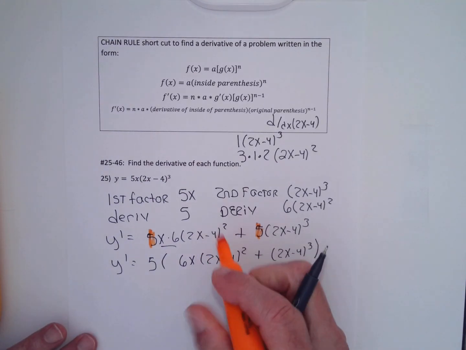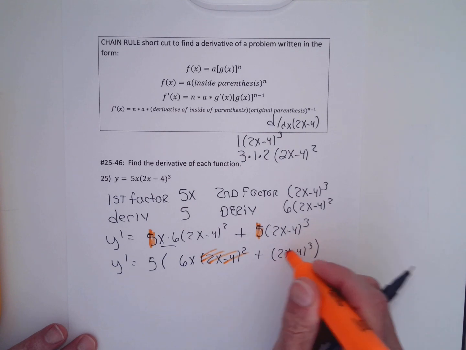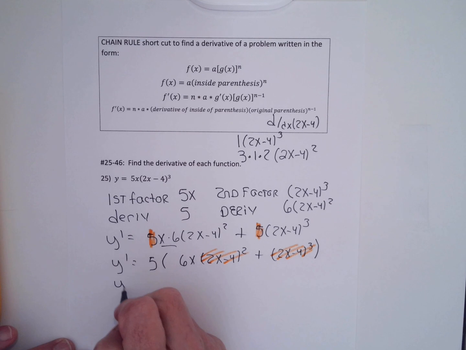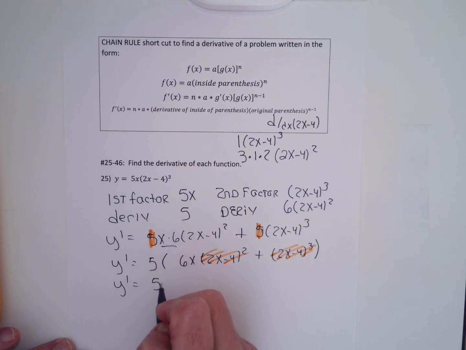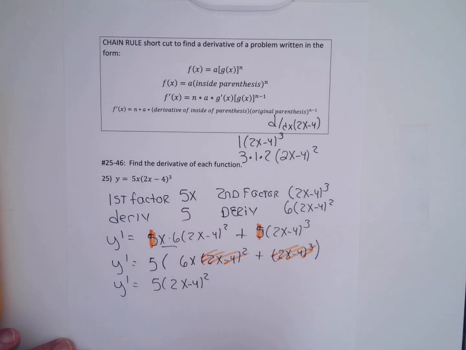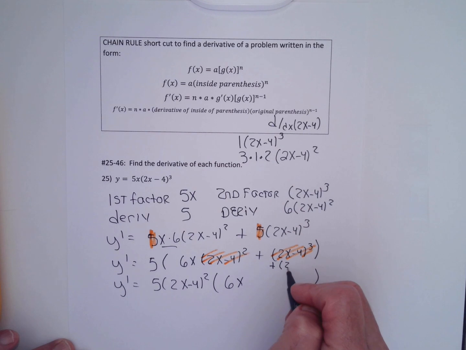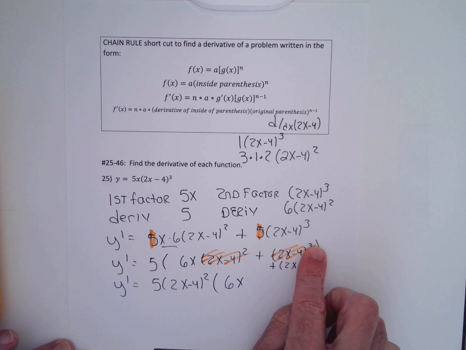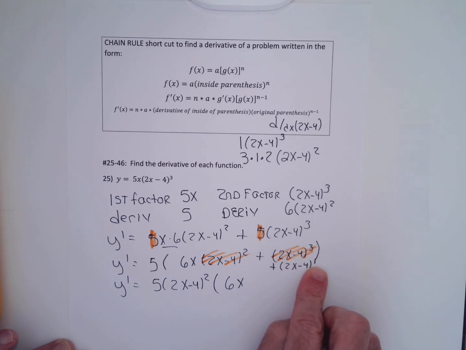Now I'm going to do a common factor of 2x minus 4 with the smaller exponent of 2. So to continue my common factoring, I'm going to pull out the common parentheses with the smaller of the exponents. That's going to be a 2x minus 4 squared. Inside the parentheses to the left of the plus sign, I'm just left with the 6x because I took that factor out completely. After the plus sign, I'm left with 2x minus 4 to the first power because I had 3 of those. I took 2 of them out, so I'm just left with 1.